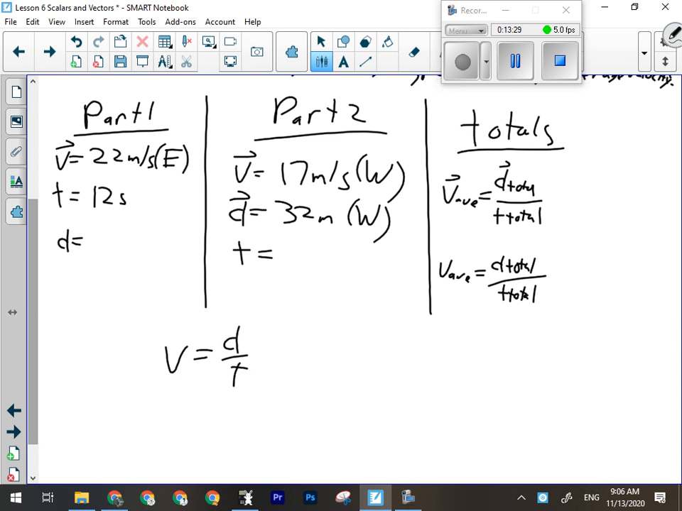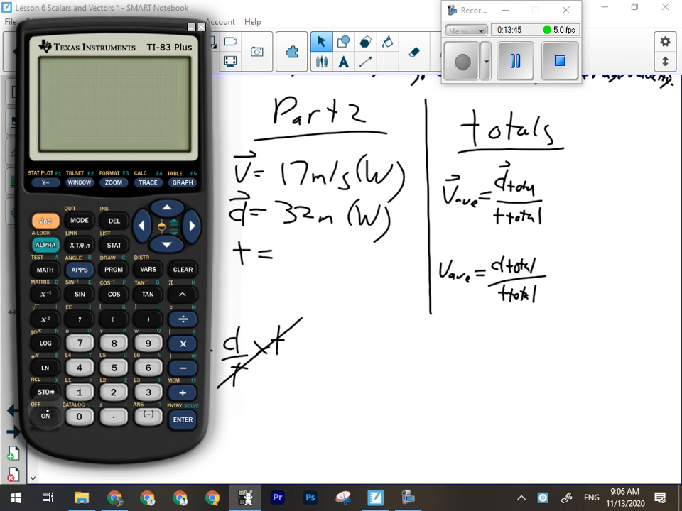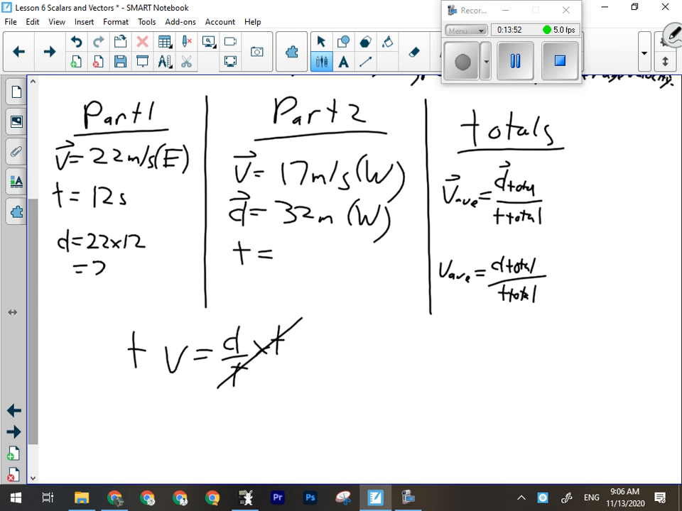All right, so if I'm looking at my numbers here, I need to find D. V equals D over T. I need to solve for D. What do I do? Multiply both sides by T. All right, so D equals V times T, so that's going to be 22 times 12. So 22 times 12 is 264. 264 meters east, for part 1.